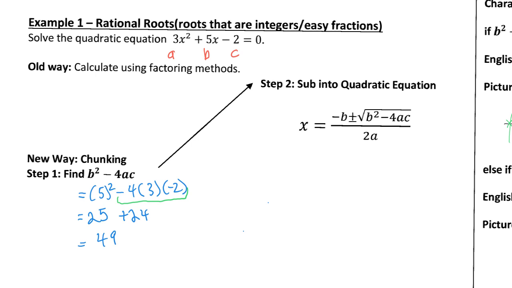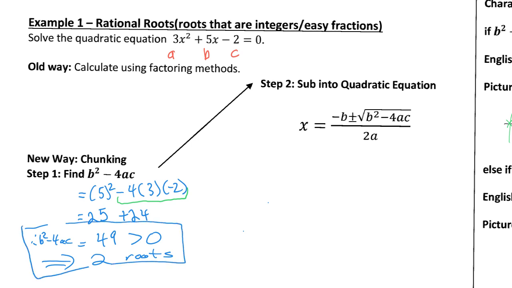So that means b squared minus 4ac is equal to 49, which is greater than 0, which means that there are 2 roots. You could also say 2 solutions or 2 x-intercepts. It doesn't matter what you use for that. Just tell me what the b squared minus 4ac is telling us.